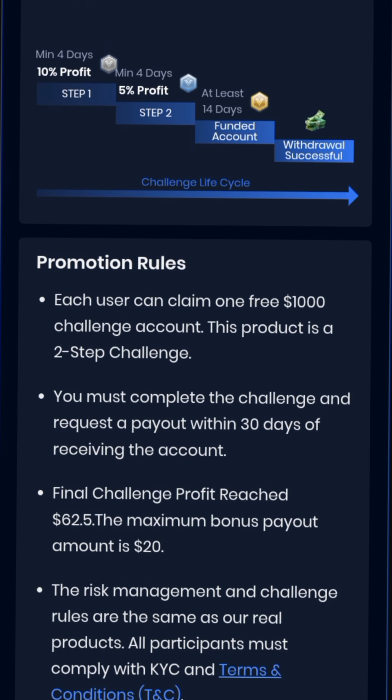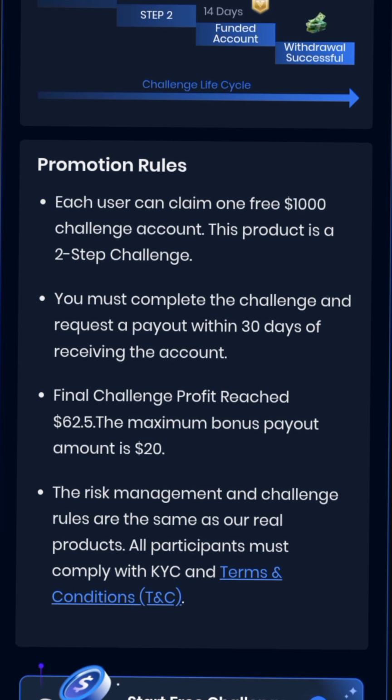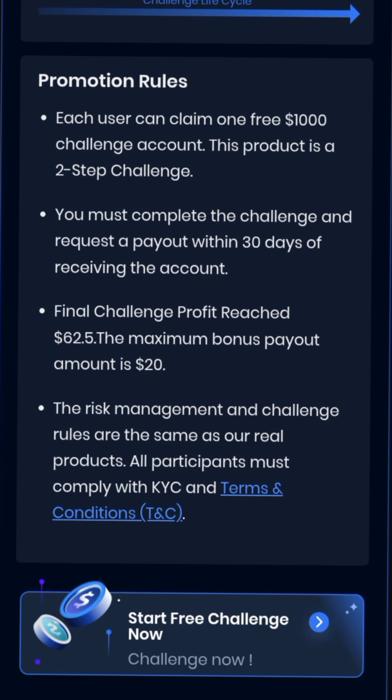So if you go down, you can see the promotional rules here. You can see each user can claim one free $100 challenge account. This product is a two-step challenge, so these are similar to the first rules. And you can see you must complete the challenge and request a payout within 30 days of receiving the account. So this challenge account lasts for 30 days, which is about 1 month.